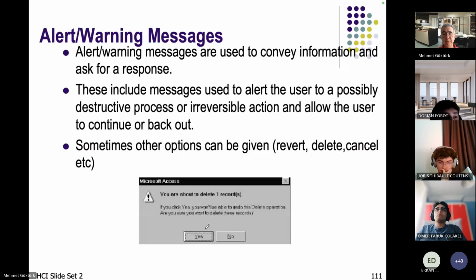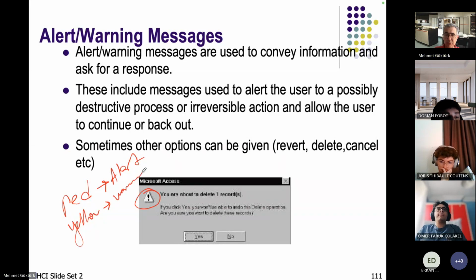Alert. They are dialogues. Something is going to blow up. These icons must be carefully selected. Usually, red is alert, yellow is warning. So warning and alert must be carefully balanced. You should not use one instead of another.